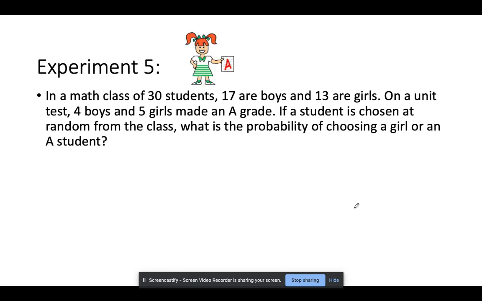So we've got a math class. There's 30 students, 17 boys, 13 girls. On a unit test, 4 boys and 5 girls made an A. If a student is chosen at random from the class, what's the probability of choosing a girl or an A student? Now, a girl and an A student are not mutually exclusive because you have girls that got A's. So here we have that overlapping.